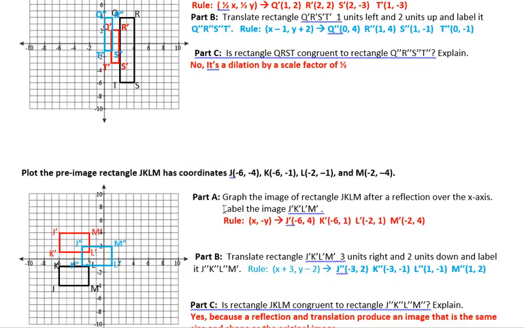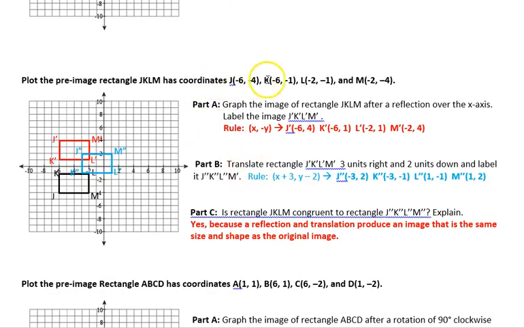All right, so this next one. Again, we're going to plot JKLM. That was my black one right here, JKLM. Then it says graph the image of the rectangle JKLM after a reflection over the x-axis.